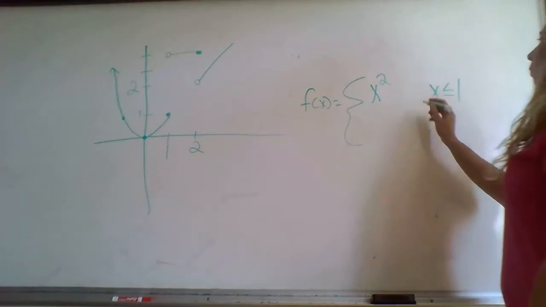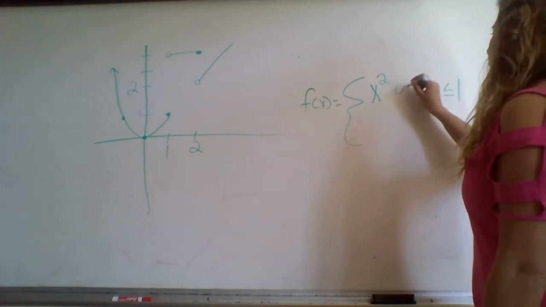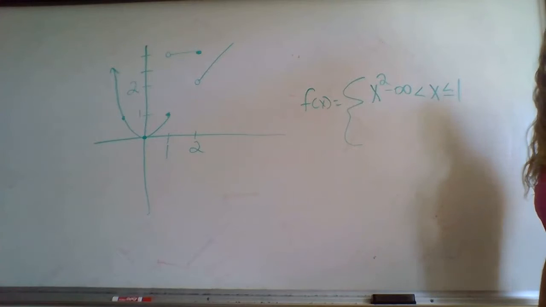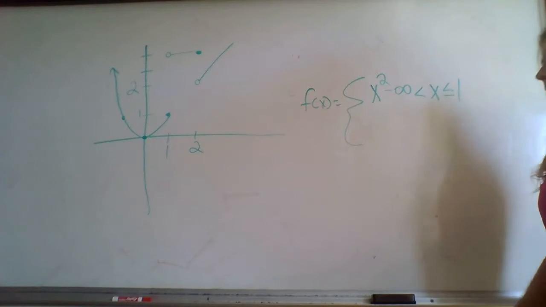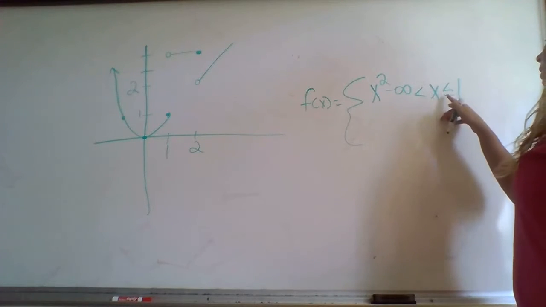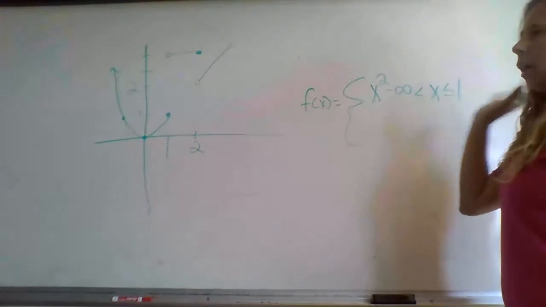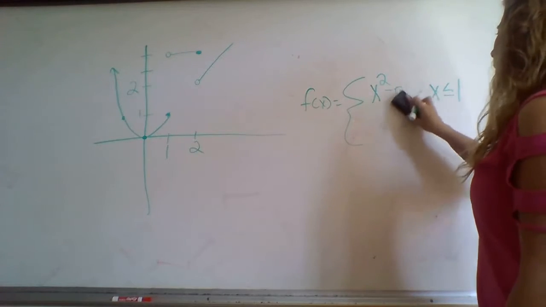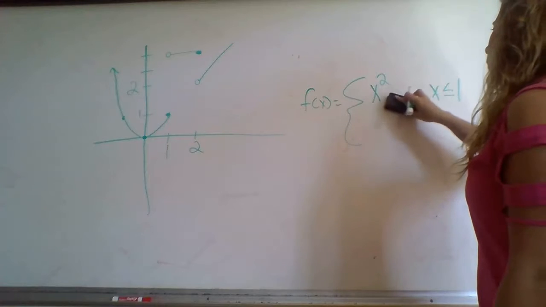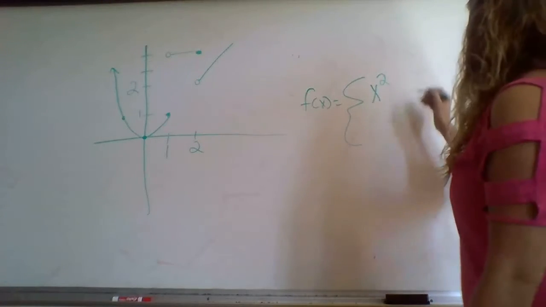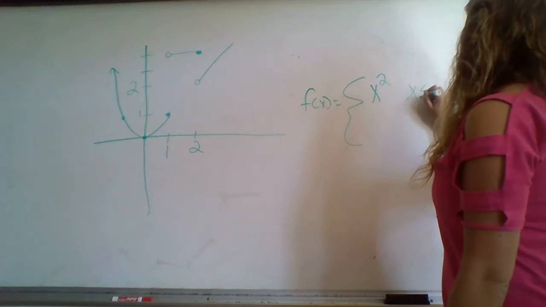Okay, if you want to write that it's greater than negative infinity, you can. But you don't have to, because it means the same thing. X is less than or equal to 1, so that already includes going all the way to negative infinity. So you don't need to write that part in. If you do, though, I won't mark it wrong. So x is less than or equal to 1.